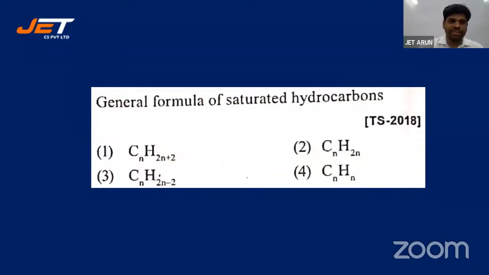Very basic question, students. General formula of saturated hydrocarbons. Saturated hydrocarbons. CnH2n+2, CnH2n, CnH2n-2, CnHn.